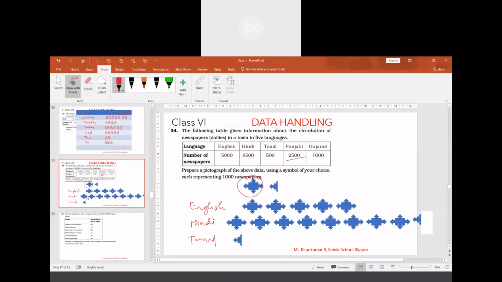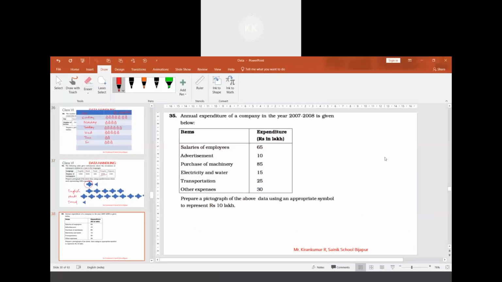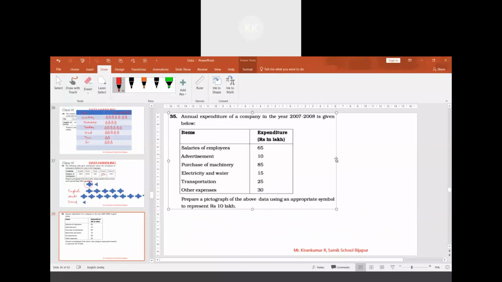Next is also a question related to pictograph. You can use any symbol to represent; one particular symbol will indicate 10 lakh. To indicate 65, 6 complete shapes and one half shape. So this is easy to do. I hope you will do this.